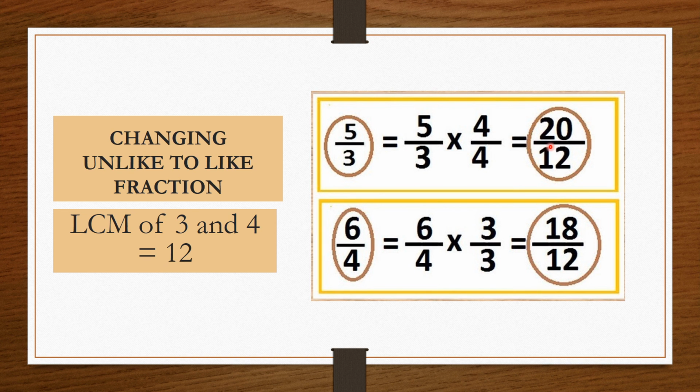Now you can see 20 by 12 and 18 by 12 both have the same denominator. So you have changed 5 by 3 and 6 by 4 into like fractions as 20 by 12 and 18 by 12. So these two were unlike. Now these are like fractions because the denominators are same.